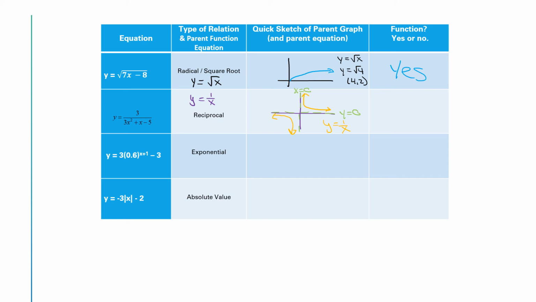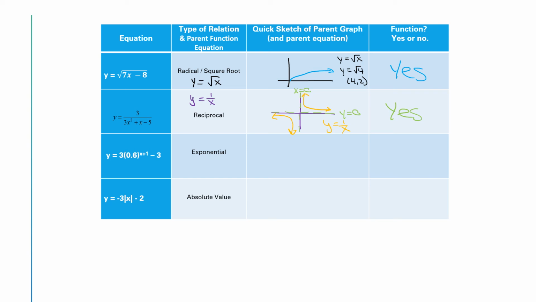Is that a function? Yes or no? Yes, it is. Even though it has an asymptote, it doesn't mean it's not a function because it has an asymptote. The asymptote actually forces it to be a function by not allowing those two branches to cross over each other and get in each other's way. So it's still a function.